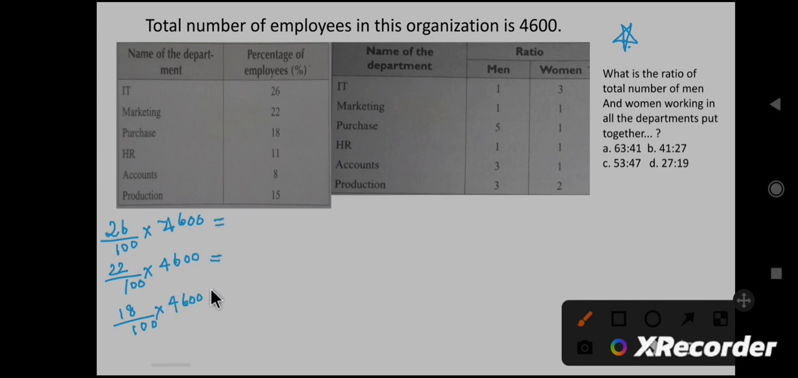So if we solve this, what we will get is 0 cancel, 26 into 46. 26 into 46 is 1196. And here also 0 cancel, 46 into 22 is 1012. And 46 into 18, because 0 cancel, 46 into 18 is 828.